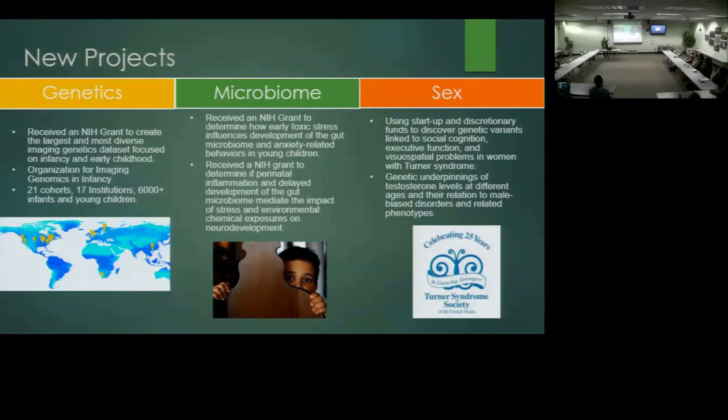And it is a more diverse sample. There are a lot of US sites, but we also have sites in Germany, the UK. We're working with FinnBrain now to bring in their data, Cape Town, South Africa, as well as Singapore. So that's exciting. In the microbiome, my colleague Kathy Propper at UNC and I have an MPI grant to look at how early toxic stress influences the development of the microbiome in young children and its relation to anxiety-related behaviors. So it's an older sample than the one I showed you, but similar kinds of paradigms.